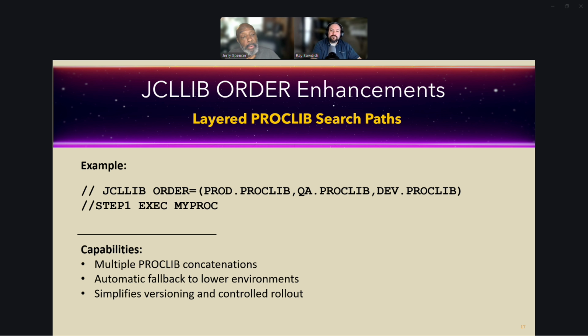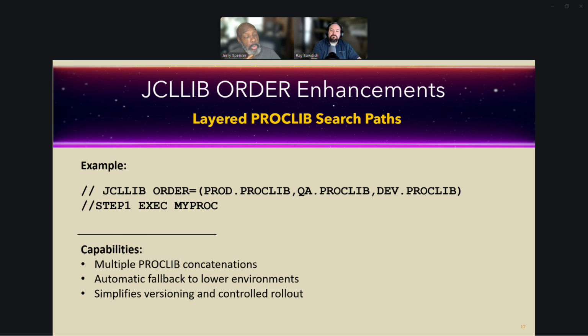And so this is an example of a JCL live statement. Usually you put that right at the beginning of the job, and you say, I want to look in prod.proclib first. If it's not there, I want to look in qa.proclib, and then finally, I want to look in dev.proclib. You have multiple data sets in the concatenation. You have automatic fallback to lower environments.